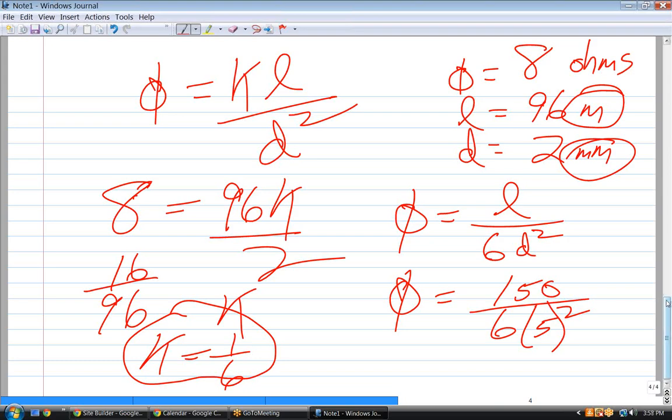So this number here looks like 6 over 6. 25 times 6 is 150, so 150 over 150. You see the way I put the 1/6? I just put 6 in the denominator. All right. Okay.